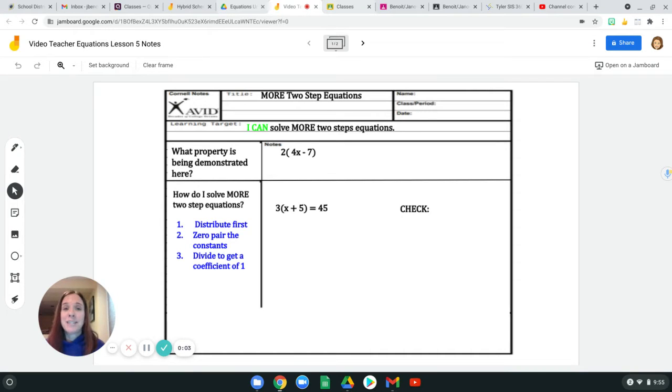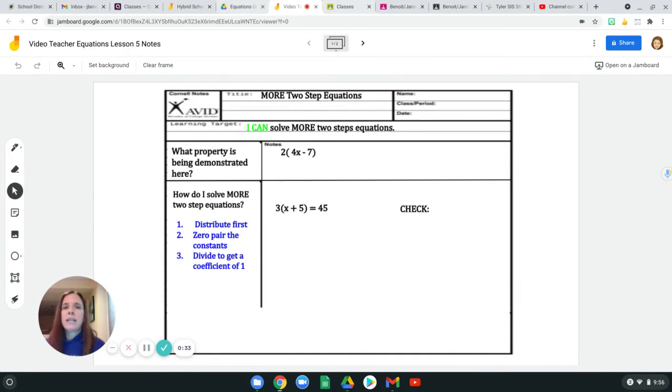We are going to take notes on lesson 5 today. Lesson 5 is called More Two-Step Equations in your note packet. If you have your note packet, you see that title and your learning target says, I can solve more two-step equations. That will be hopefully the goal by the end of the lesson. If you don't have a note packet, get that title written in your learning log along with the learning target. I can solve more two-step equations.